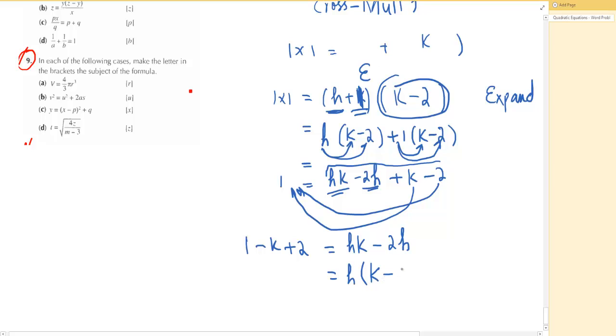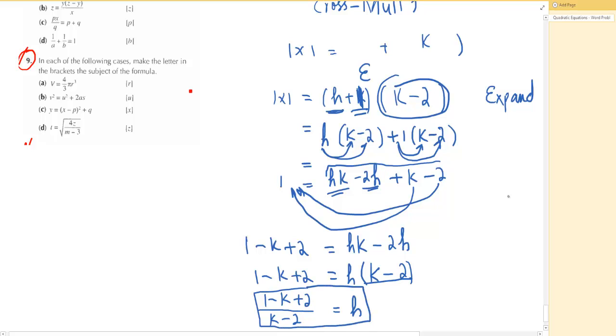To take h common, and now bring this on the other side. H will become the subject. In this question, we also understand the method of expansion. We learn how to expand.